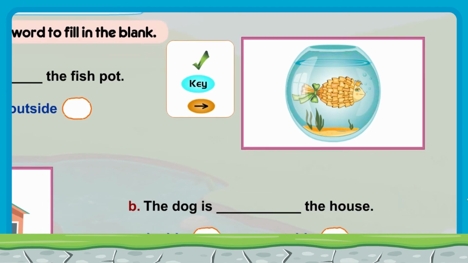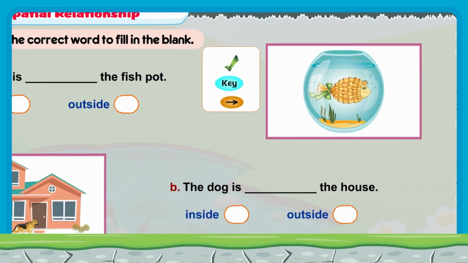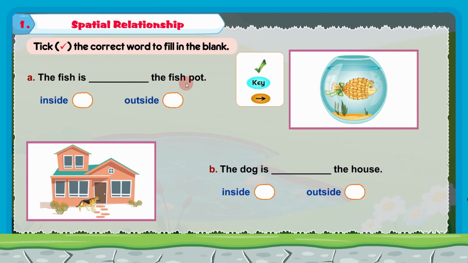So now let's read the sentence here. A, the fish is dash the fish pot. So is it inside or outside? It is inside. So we will tick the inside option here. The fish is inside the fish pot.